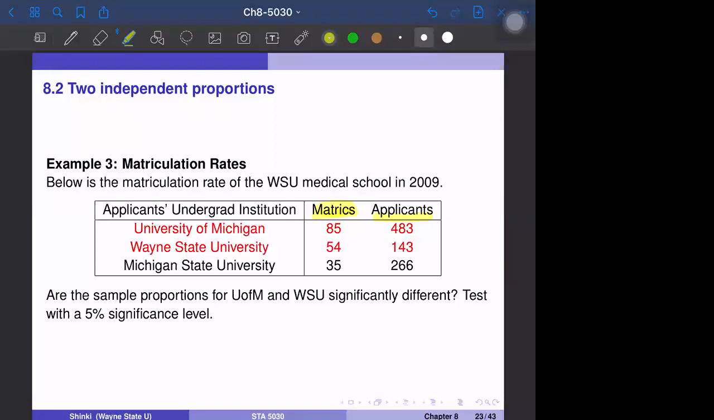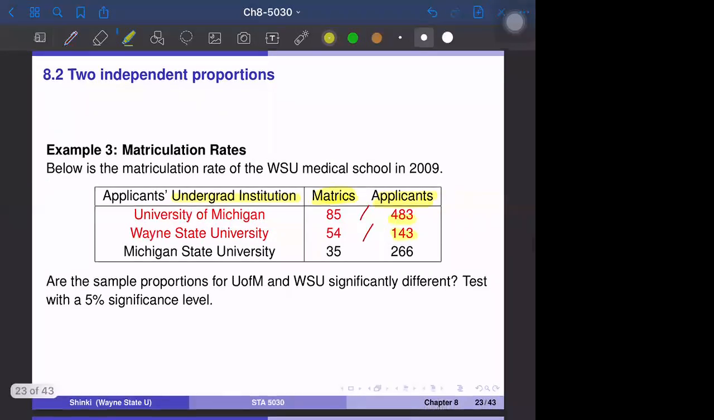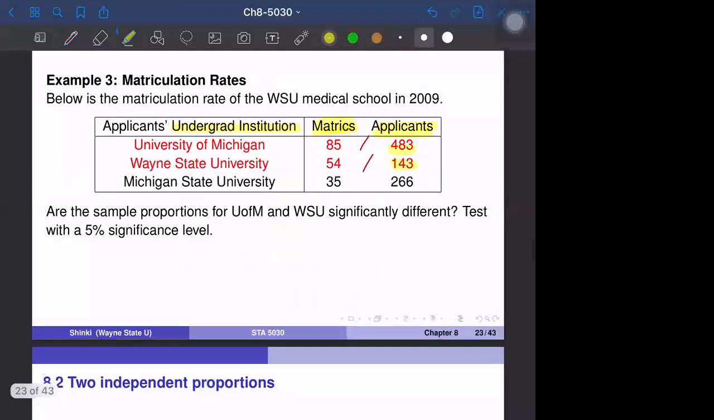So you can compare this ratio by undergraduate institution of the medical students. You can see that if you graduated from Wayne State University, then more students entered the medical school: 54 out of 143. From U of M to Wayne State Medical School, only 85 out of 483, so maybe less than 20%. We want to see if these proportions are different, but we only have a small sample size for binary data, so we are not really sure if we can reject the null hypothesis.